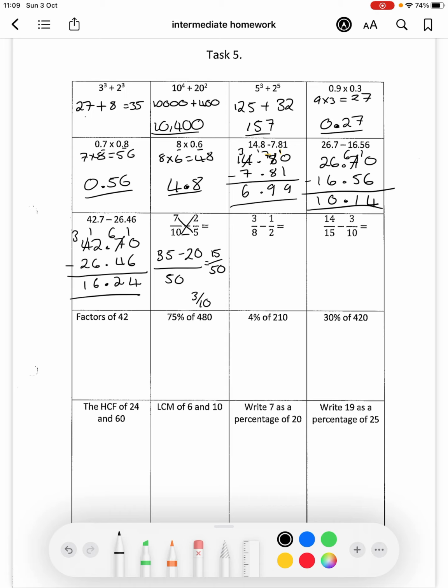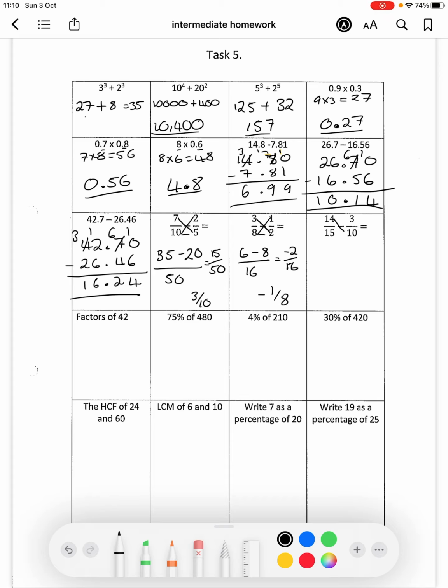Next one, subtract fractions again. We can do boom boom pow, so 3 times 2 first is 6. 1 times 8, it would be taken away 8, and 8 times 2 is 16. So this would be actually minus 2 out of 16, which is the same as minus 1/8, okay? So you can have minus fractions.